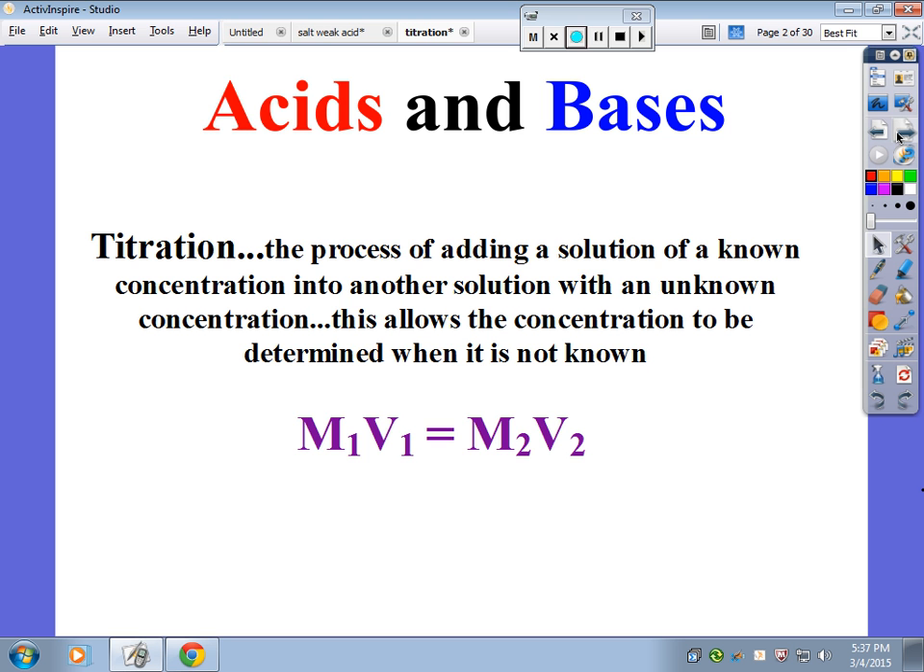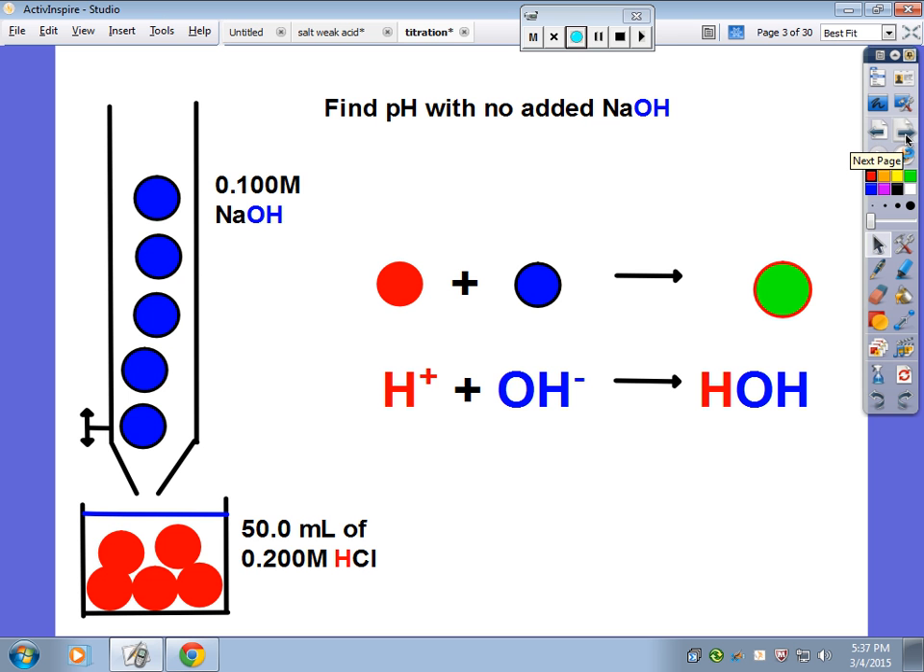And in a different podcast, there's M1V1 equals M2V2. That's a simple way of doing it. But today we're going to simply walk through exactly what's going on when you have a burette. This is a burette right here. And in this burette, I have sodium hydroxide. And in this beaker down here, I have hydrochloric acid.